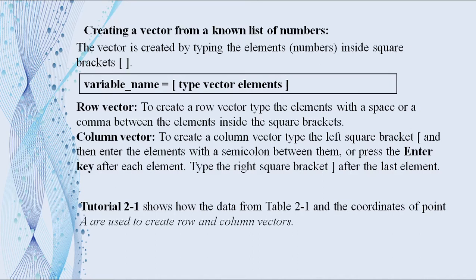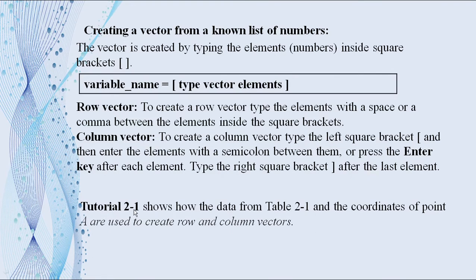To create a column vector, type the left square bracket and then enter the elements with a semicolon. For a row you have a space or a comma option, but here you have the option of a semicolon between them, or press enter. So either you put a semicolon or you press enter after each element. Type the right square bracket for the closure after the last element.